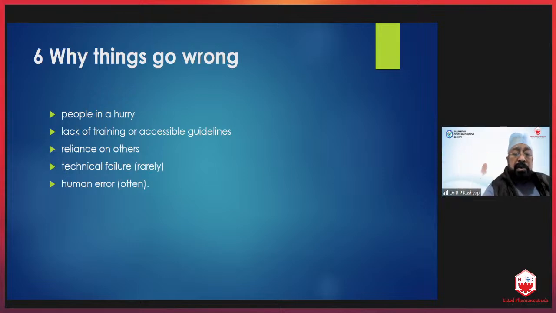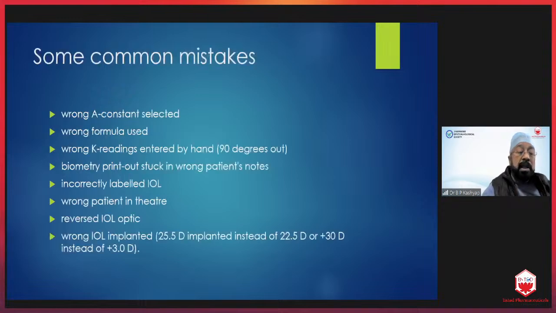don't rely on other people. You have to do your best. And technical failure is not much. It is basically human error which is most often. Some common mistakes are: the wrong A constant is selected, the wrong formula is used, the wrong K reading is entered by hand. It has come out good, but while writing, they have entered it wrong. The biometry printer sometimes gets stuck and reads something different.